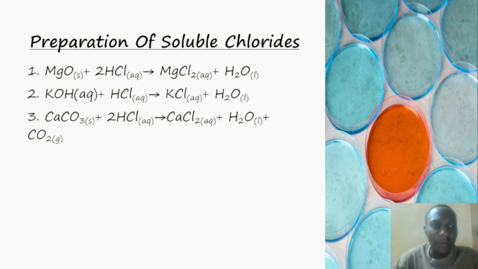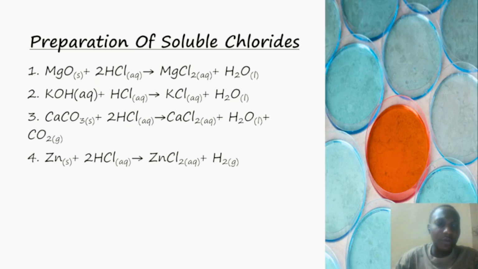Then another example using the carbonate: calcium carbonate plus hydrochloric acid leads to calcium chloride plus water plus carbon dioxide gas. That's the other way of preparing the soluble chloride, by using the carbonate. Also using the metal: when you react zinc with dilute hydrochloric acid, it leads to zinc chloride plus hydrogen gas. That's how you can prepare the soluble chlorides.